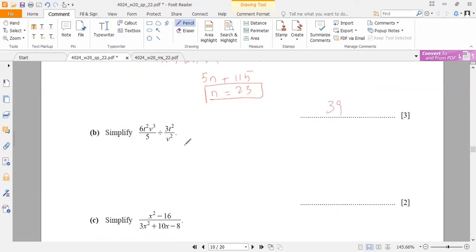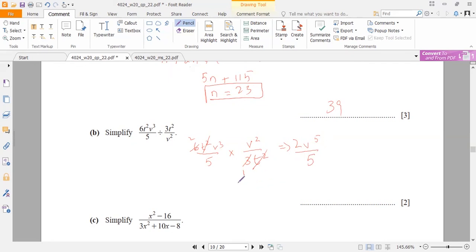We need to simplify this. So 6t squared v cubed upon 5. Division will convert to multiplication and it will become the reciprocal, v squared upon 3t squared. So t squared will be cancelled. 3 1s are 3, 3 2s are 6. v cubed and v squared, the powers will be added. It will become 2 v to the power 5 upon 5.